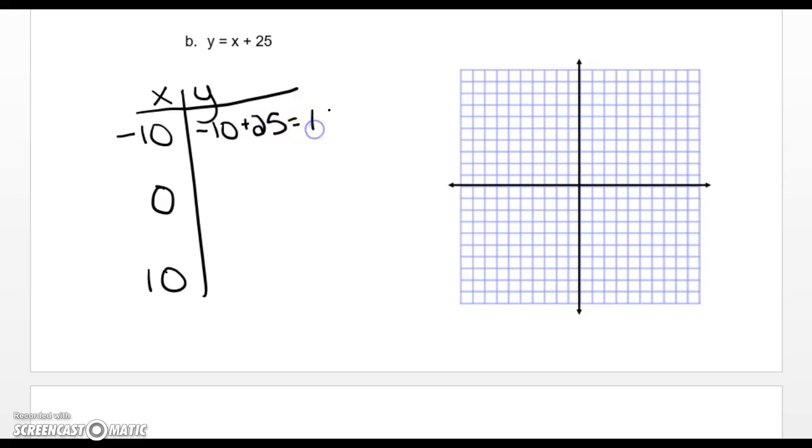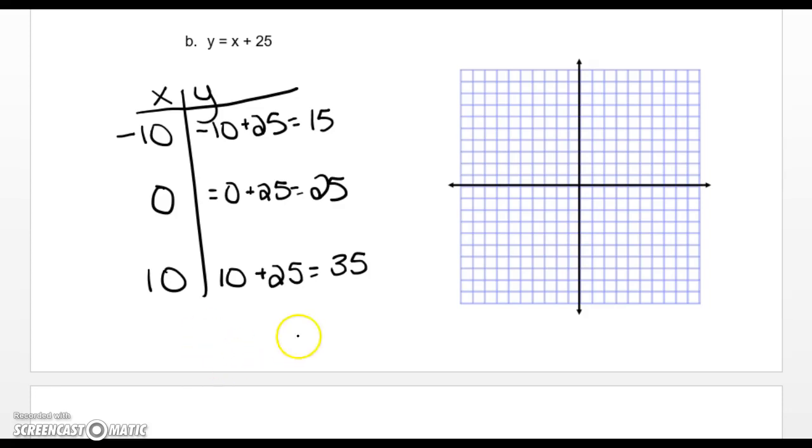-10 plus 25 is +15. Then I have x is equal to 0, so I'm going to plug that in for x. So here I have 0 plus 25. That's equal to 25. Then I have x is equal to 10, so I'm going to go 10 plus 25, and that one there is equal to 35. So here I've got a pretty nice range for my x and y values, which is really nice.